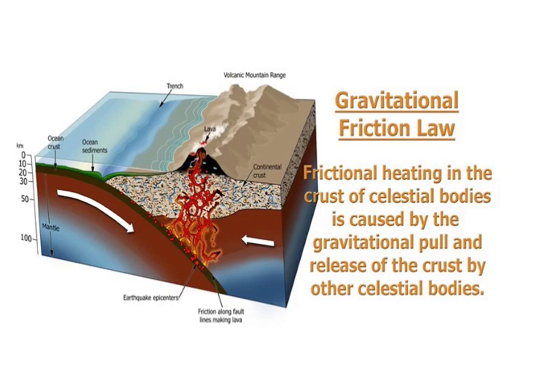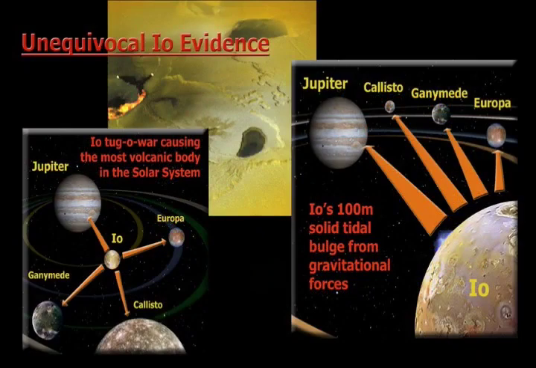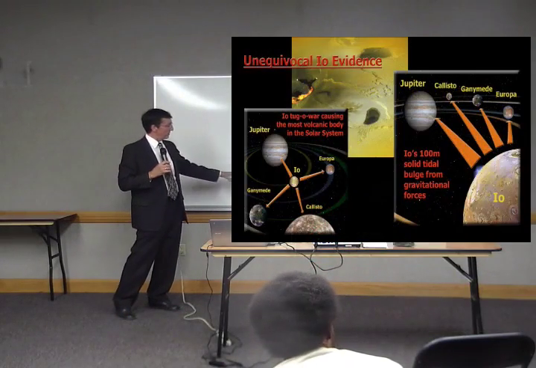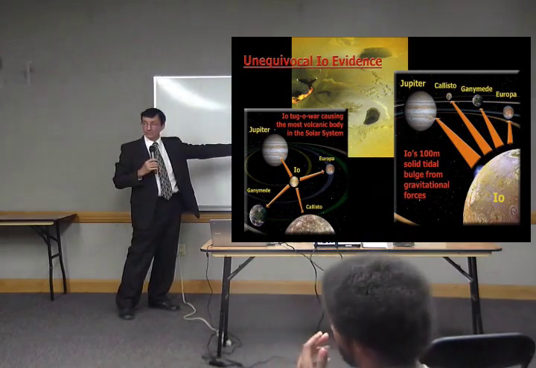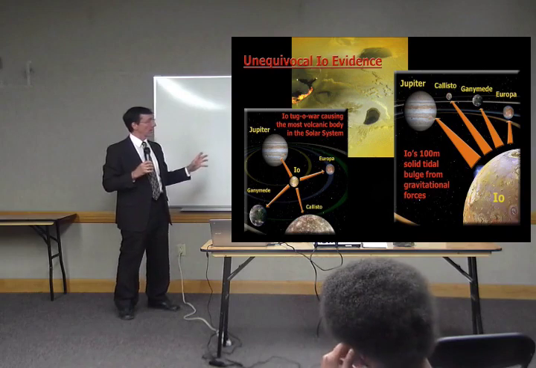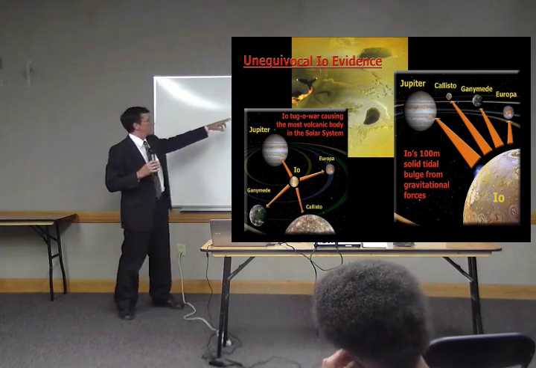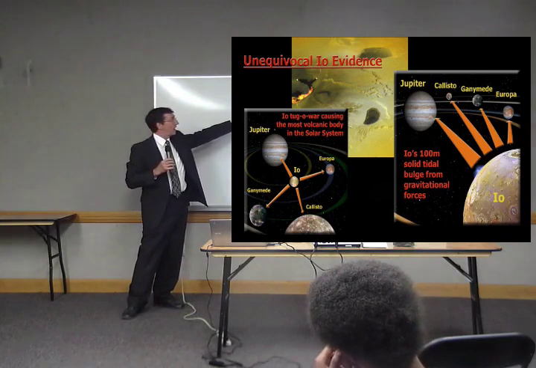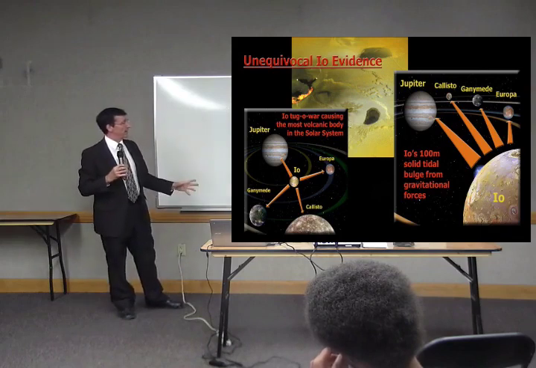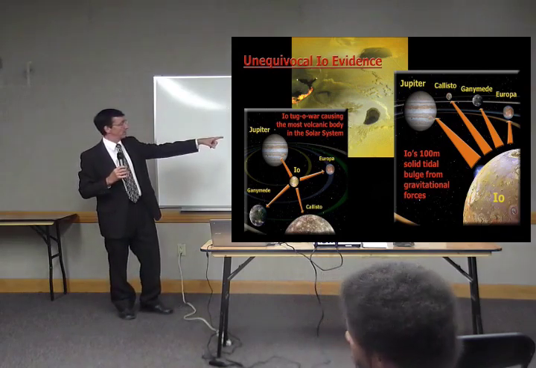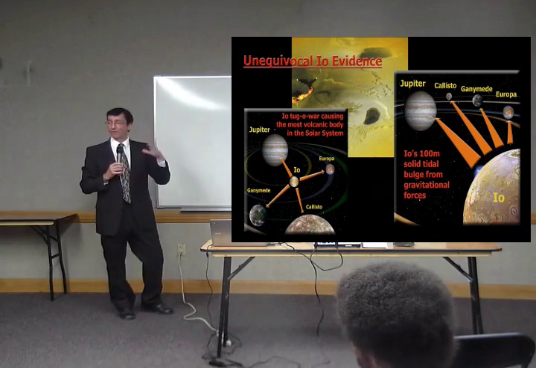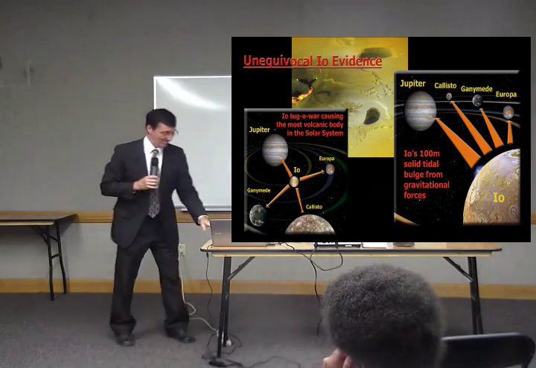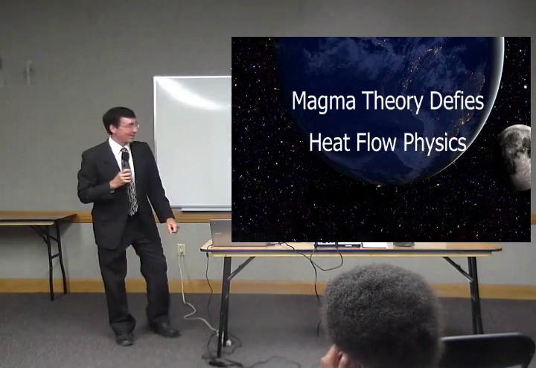To show that even more, Io is one of the moons of Jupiter, and it is between three other larger moons. It's in a constant tug-of-war, getting pulled in different directions, and there's a lot of earthquake and volcanic activity on Io because of all that. In fact, there are 100-meter solid tidal bulges from the gravity, so their land goes up 100 meters. Okay, on to the next point.